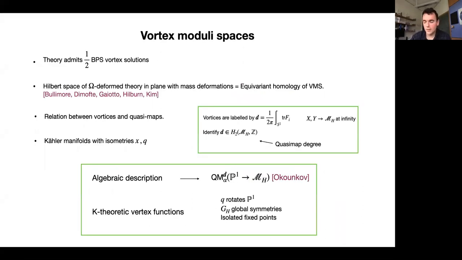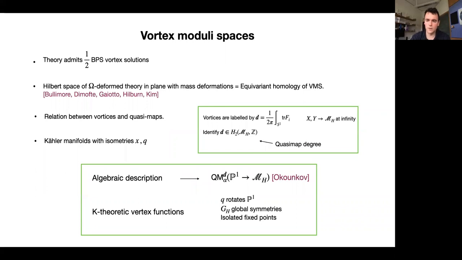Okay, so we've discussed half BPS Higgs branch operators and Coulomb branch operators, but these theories typically also exhibit half BPS vortex solutions. And in fact, the Hilbert space of the omega deformed theory in the plane, when we turn on mass deformations, coincides with the equivariant homology of the moduli space of vortices. So there's a relationship between vortices and quasi-maps, which I'm going to explain in this slide.